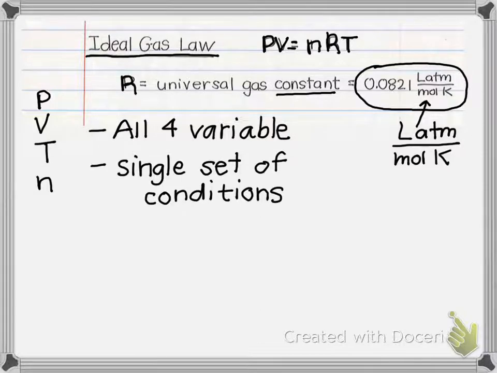Now back to these units of the gas constant R. It's important to remember that if you're using this constant in your equation, in order for the units to cancel out, the units of your variables must match them. So what I'm saying is that when you're using the ideal gas law, if you're using the R constant shown on this page, P is going to have to be in atmospheres.